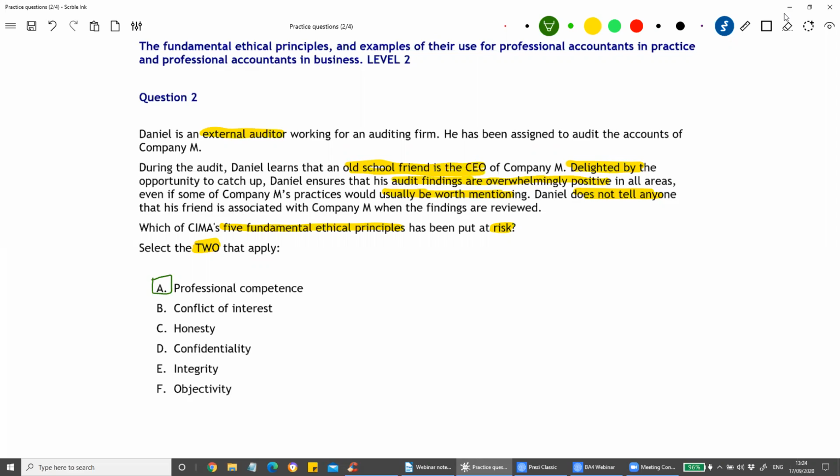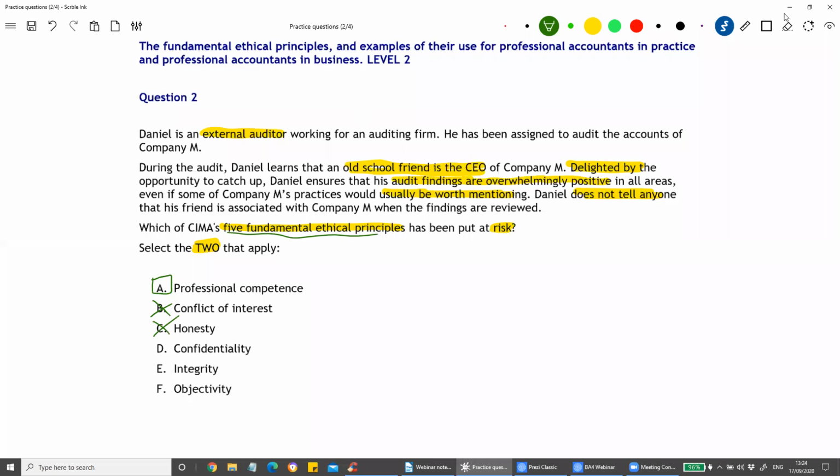Now, could it be conflict of interest? Well, I can rule this one out very quickly because conflict of interest is a part of objectivity, but it's not actually one of the 5 fundamental ethical principles. So this can't be one of the right answers. So let's put a cross through there. What about honesty? He doesn't sound like he's being very honest, does he? But honesty is also not one of the 5 fundamental ethical principles.